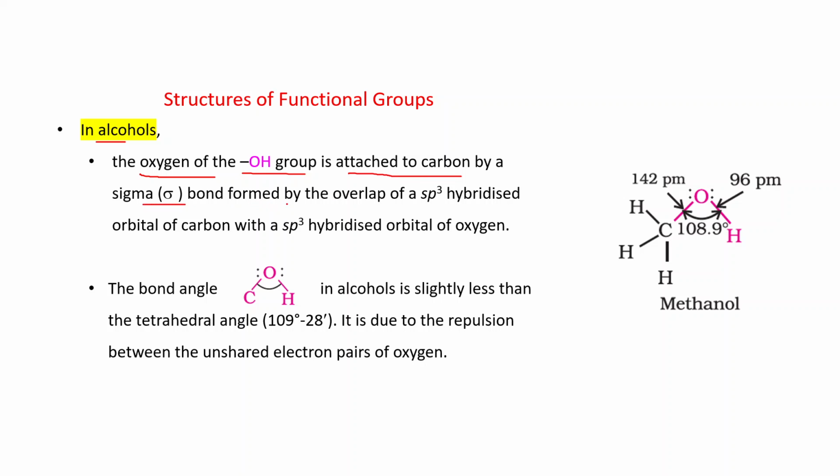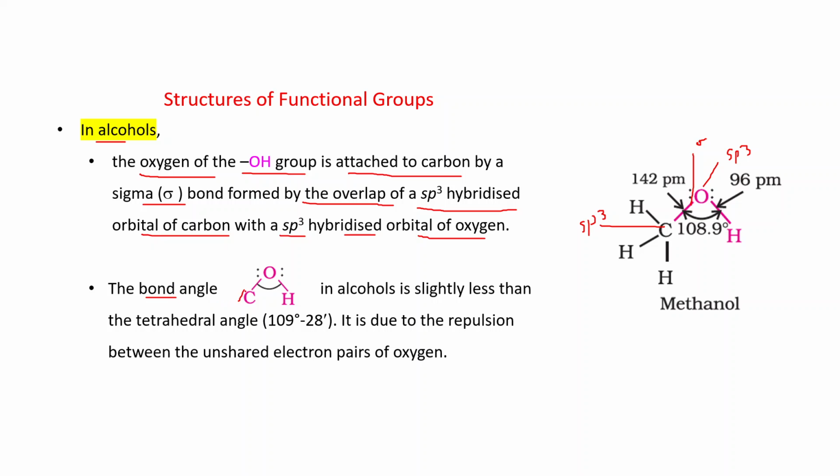and this bond is formed by the overlap of an sp3 hybridized orbital of carbon with an sp3 hybridized orbital of oxygen. You can see in this structure, this is a sigma bond, okay, and this carbon is sp3 hybridized, and this oxygen is also sp3 hybridized, okay.